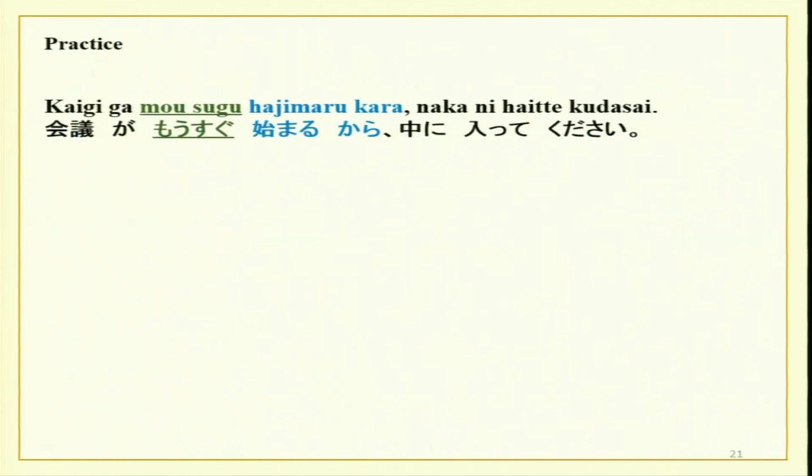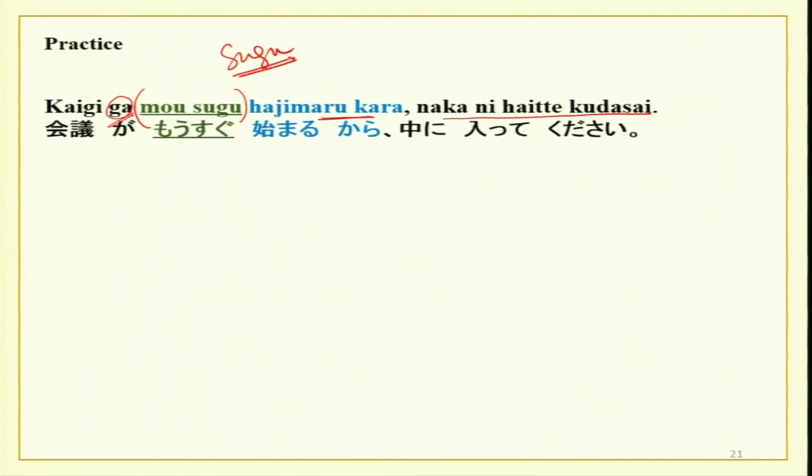Now, kaigi ga mo sugu hajimaru kara naka ni haitte kudasai. So, what does it mean? Kaigi ga, because everybody knows about the kaigi, it is going to happen right now. So, kaigi ga hajimaru kara, it is going to start. So, naka ni haitte kudasai. Mo sugu hajimaru kara.